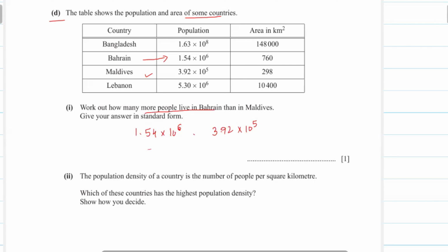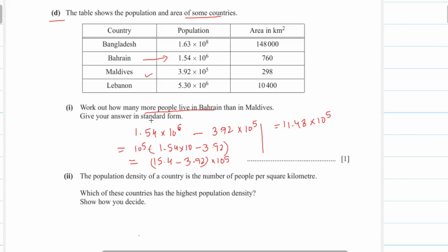We will take the difference of these values. 10 power 5 is common here. Therefore, we can write 1.54 multiplied by 10 minus 3.92. We can write this as 15.44 minus 3.92, multiplied by 10 power 5. And this value will be equal to 11.48 multiplied by 10 power 5.